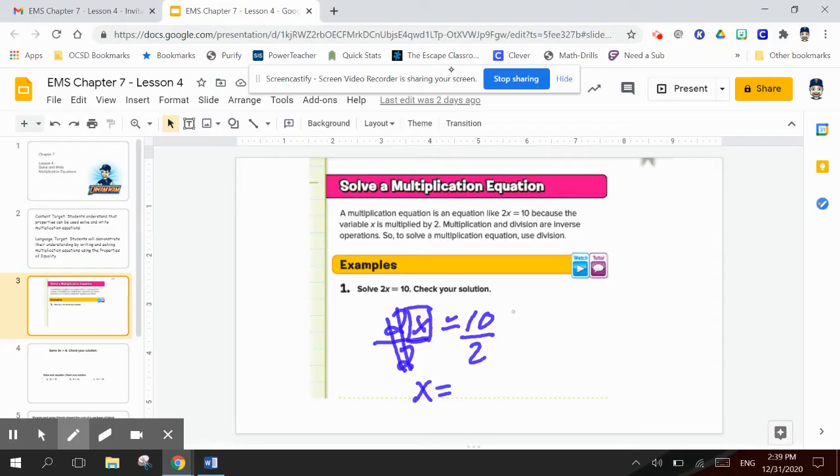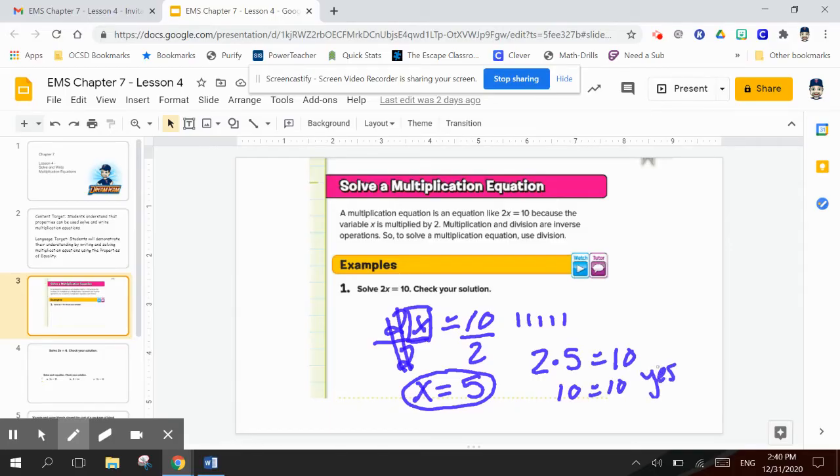10 divided by 2, there's 2, 4, 6, 8, 10. That's 1, 2, 3, 4, 5 as my solution. x equals 5. And if I put that into my equation, 2 times 5 equals 10, 5 plus 5 is 10, 10 equals 10. Yes, that is the correct solution.